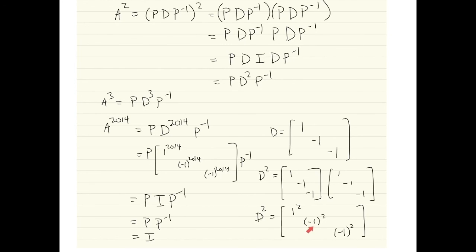Let's see what happens in this position, row 2, column 2. So we take row 2, column 2, and dot them. That's taking this entry and squaring it, and likewise for here. So that's the general pattern, that when you multiply two diagonal matrices, their corresponding entries just multiply. So taking this diagonal matrix to the 2014 power is just raising each of these diagonal entries to the 2014 power, and you get the identity matrix, because -1 to an even power is 1, and so then you get P times P inverse, which is the identity matrix. So A to the 2014 happens to be an identity matrix.